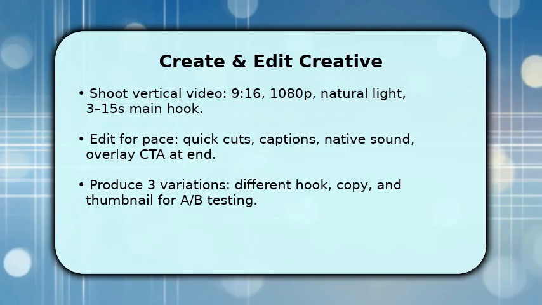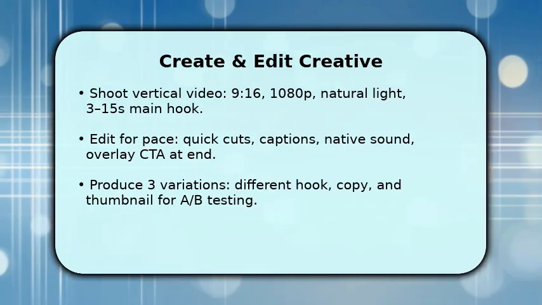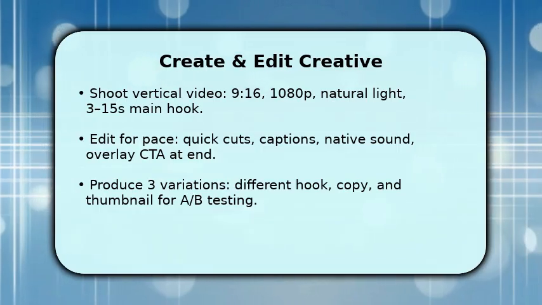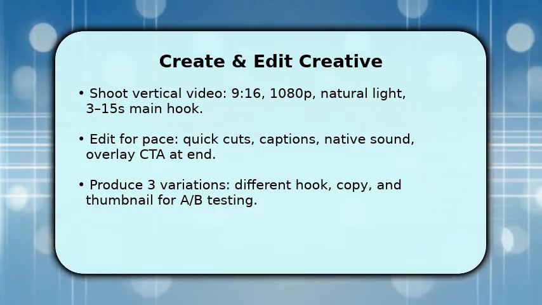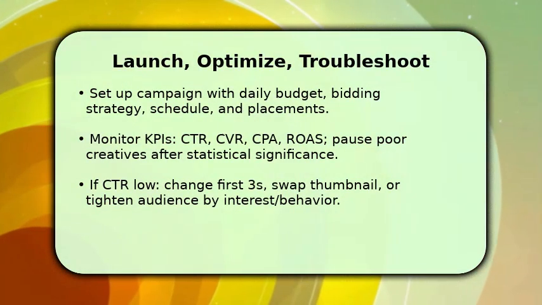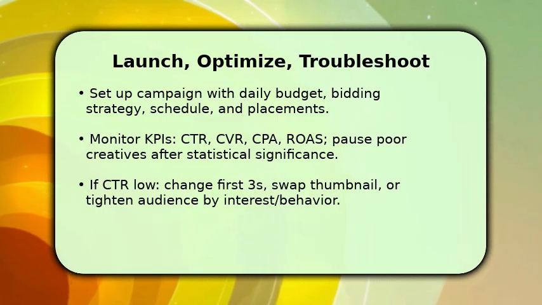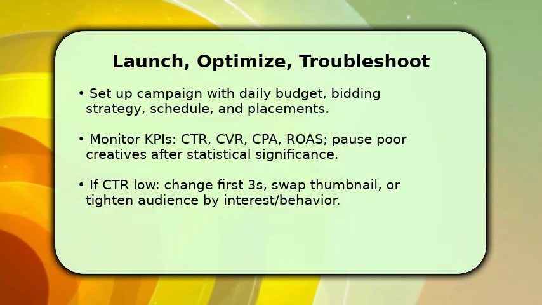After that, export 3 distinct variations that swap hook, copy, or thumbnail so you can A/B test which creative elements drive the best engagement. You'll now build the campaign, choose budget, bidding lowest cost or target CPA, schedule and placements, then upload your creatives with clear CTAs.